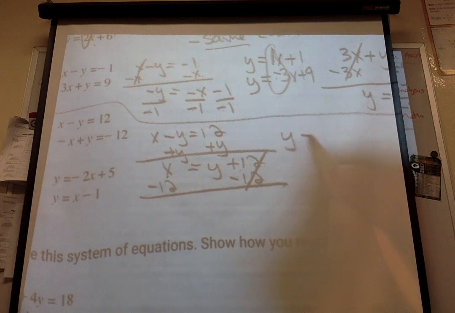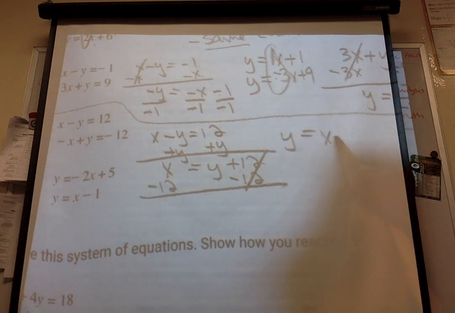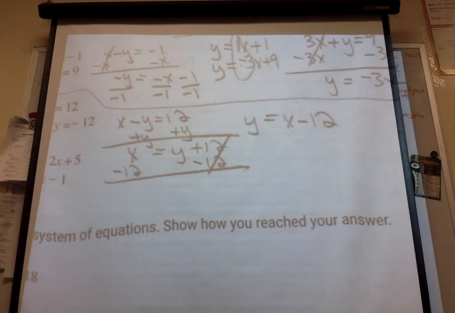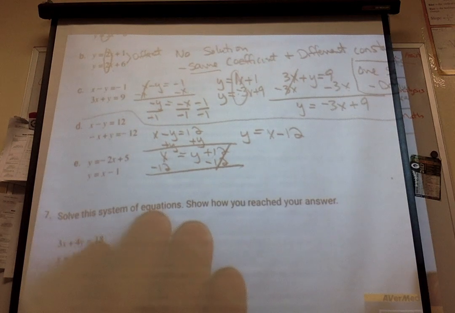So I'm going to write it out like we normally see it. Y equals, now it's on the right side, now I'm going to flip it over to the left. That's okay. And I can't combine those two because one has x, one doesn't. So I just write x minus 12. All right, there's our slope-intercept form for the first one.